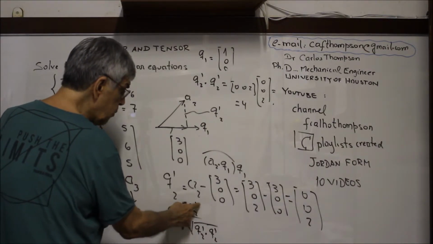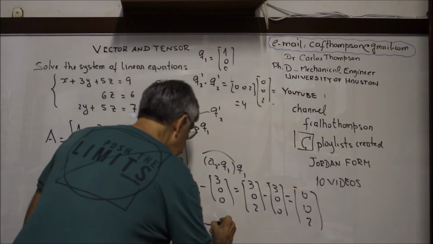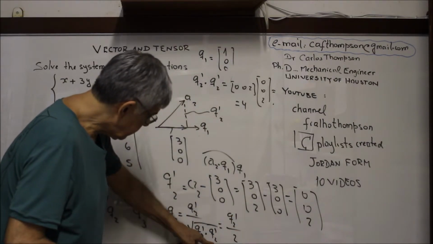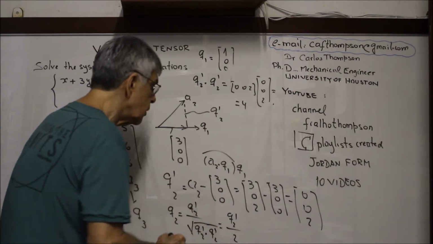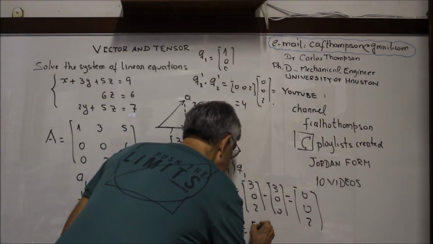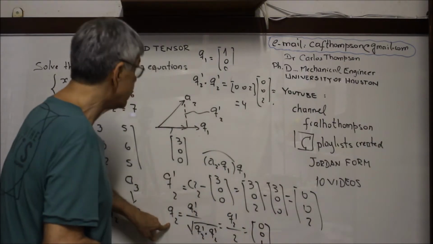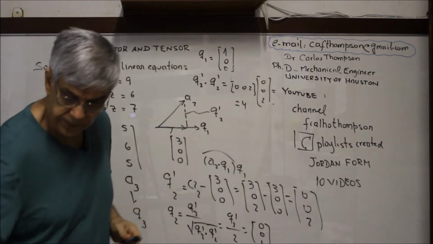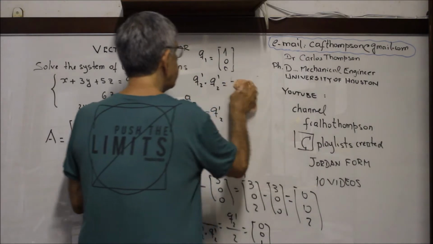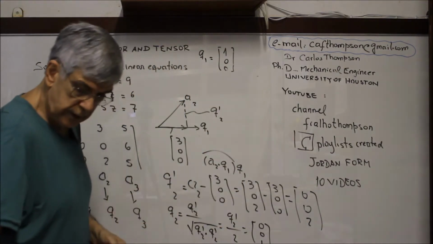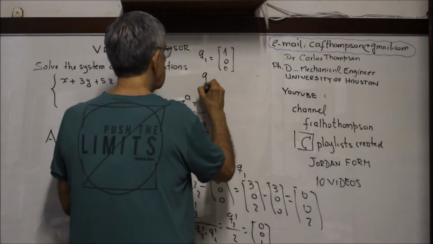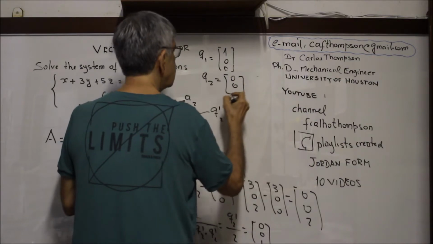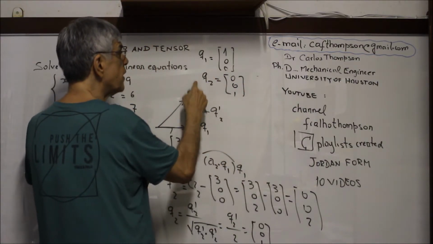But square root of 4 is 2. So I will divide q prime 2 by 2. So Q2 will be, see, this is q prime 2 divided by 2, because 2 times 2 is 4. Square root of 4 is 2. So this is equal 0, 0, 1. Oh, that's Q2. That's right here. Q1, I will erase here. I already have Q2. So Q2 is equal, now 0, 0, 1. You see, the dot product between these two vectors is 0.